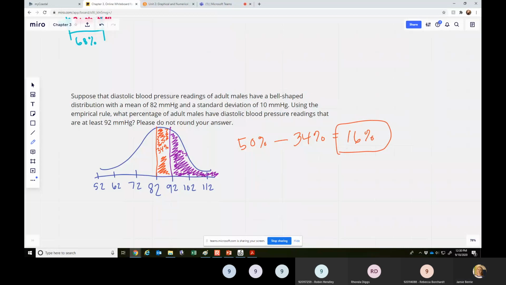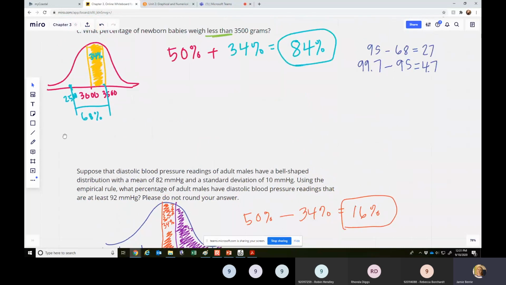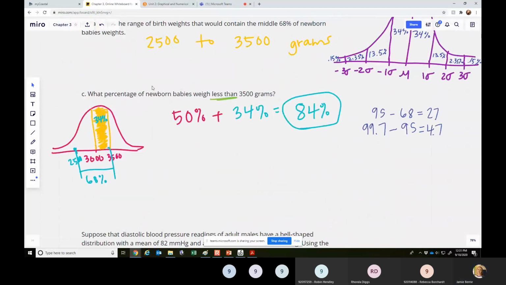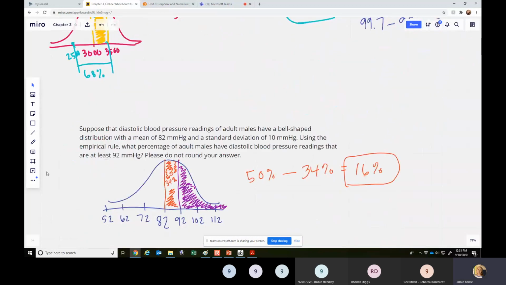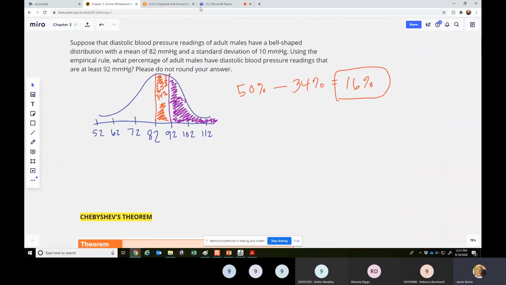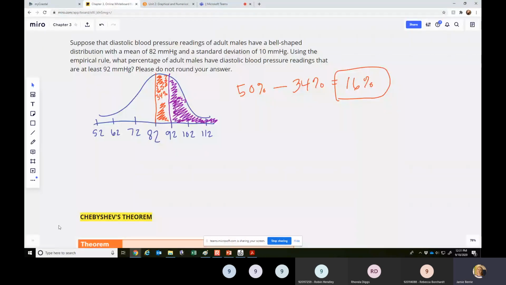millimeters of mercury. All right, so I really like this empirical rule, and I think that the question on the quiz was kind of like this one. But don't tell anybody I told you. That's just for all of you nice people that come and listen to my sessions. Whenever you see these words right here, bell-shaped distribution, you want to think empirical rule.